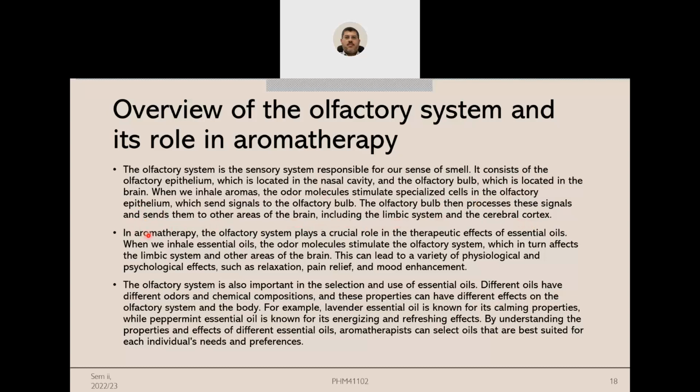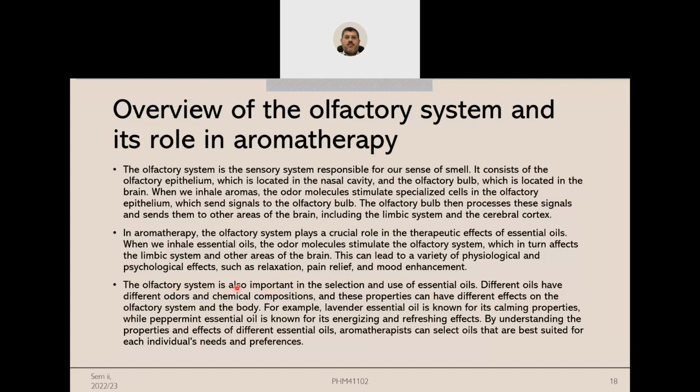In aromatherapy, the olfactory system plays a crucial role in the therapeutic effects of essential oils. When we inhale essential oils, the odor molecules stimulate the olfactory system, which affects the limbic system and other areas of the brain, and this can lead to a variety of physiological and psychological effects, such as relaxation, pain relief, and mood enhancement.